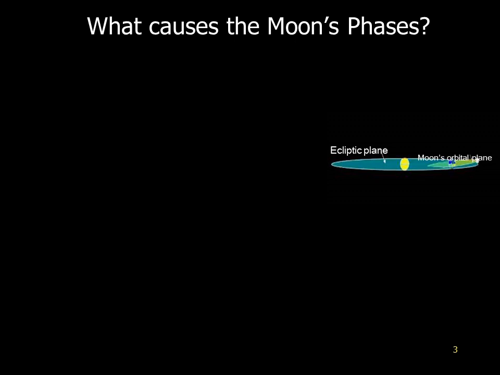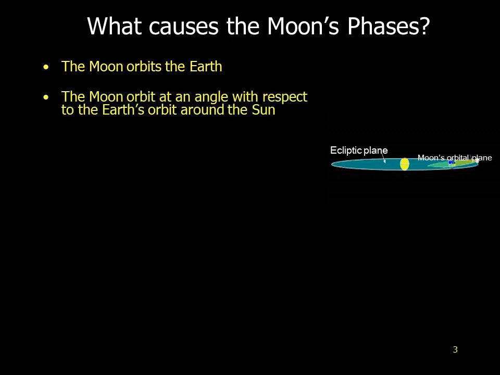So what causes the moon's phases? First of all, you have to know the moon orbits the Earth. The moon orbits at an angle with respect to Earth's orbit around the sun. The moon doesn't shine on its own, it reflects sunlight. Just like the sun, the moon doesn't shine on its own, it reflects the sun's light.